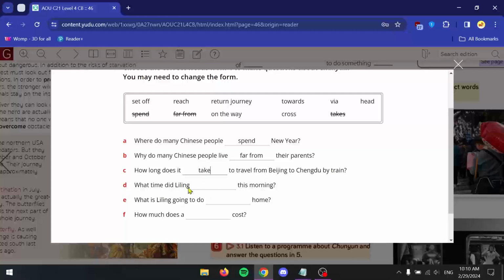D. What time did Liling dash this morning? You guys remember this word? Set off. Start her journey. Set off this morning. What is Liling going to do? Dash home. On the way, that is correct. On the way home. F. How much does a dash cost? You guys remember this? Return journey. That is correct. Return journey. Okay? So these were the words that we used: spend, far from, take, set off, on the way, and return journey. All right, wonderful.